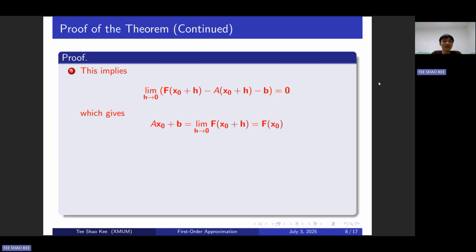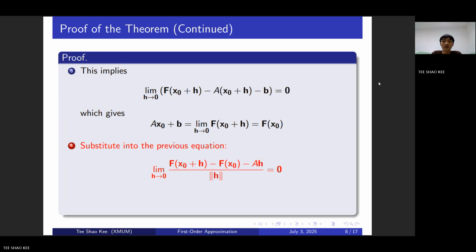Then, by taking the limit inside, we see Ax0 plus b equals f(x0). So, we rearrange the expressions and get a new form. The limit of the difference between f(x0 plus h) and f(x0) plus Ah also tends to 0 over the norm of h. This matches the definition of differentiability. Therefore, we have proven that if a first order approximation exists, the function is differentiable.